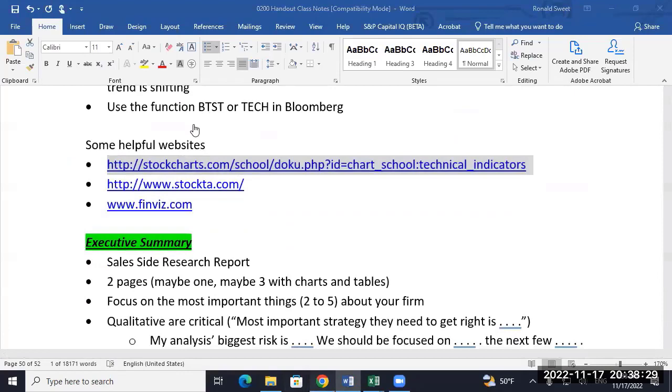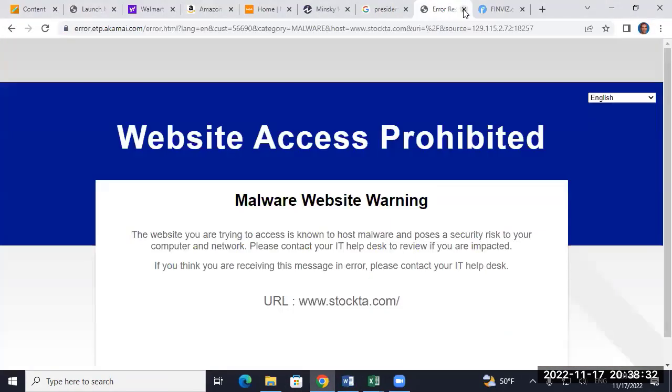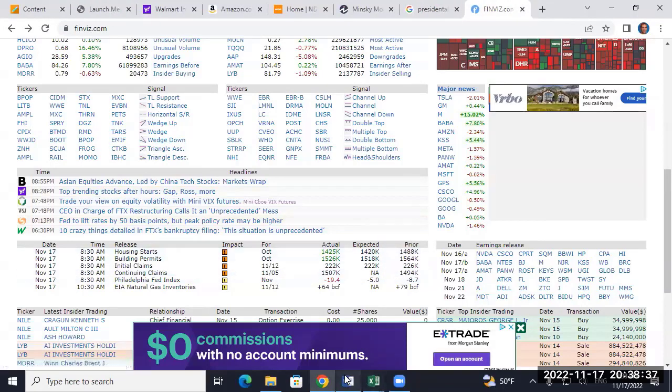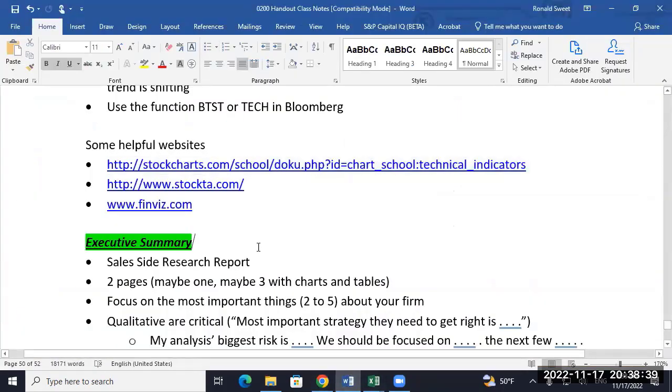So did StockTA ever come up? Error. Malware website warning. Okay, I guess I won't infect UTSA. All right.